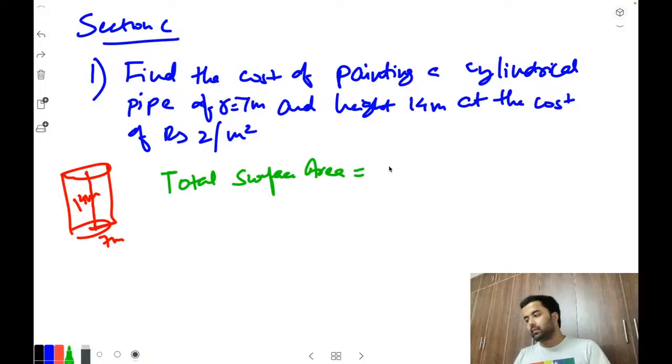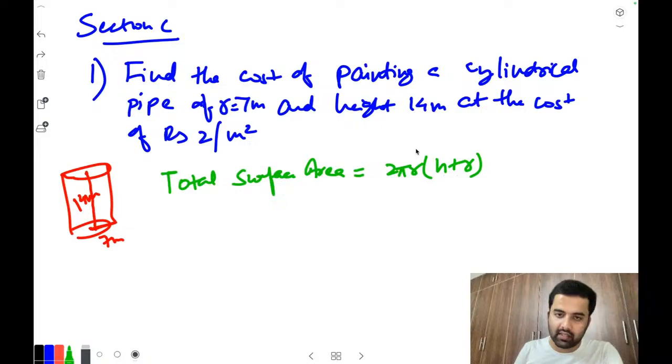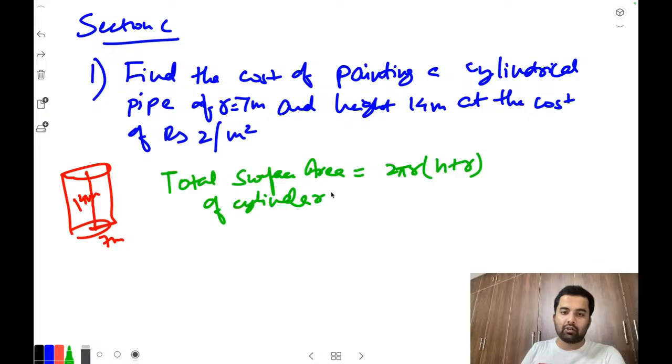The formula is 2 pi r (h plus r). I kept the formula, just figure out the answers, everyone. Total surface area of cylinder. First, figure out the area, the total surface area which we will paint. Then we will find the cost. Figure this out, everyone.